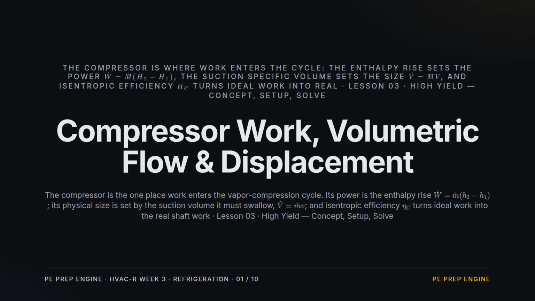Week 3, Lesson 3. Compressor work, volumetric flow, and displacement. The compressor is the one place work enters the refrigeration cycle. Its power is just the enthalpy rise across it: mass flow times H2 minus H1. Its physical size comes from the suction volume it has to swallow every minute: mass flow times the suction-specific volume. And isentropic efficiency turns the ideal work into the real shaft work. We'll ground all three, then size an R22 compressor per ton, and check every answer against the handbook table.